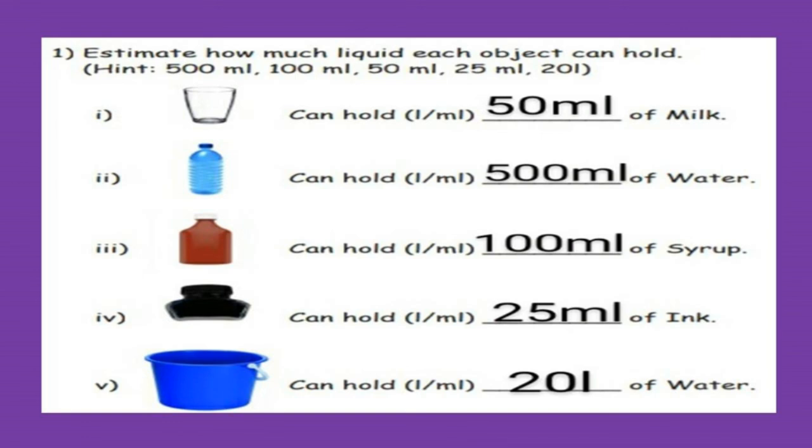According to the containers, we can easily estimate whether the capacity of the container is liter or milliliter. If it is a large container, we can estimate it in liter. If it is a smaller one, the estimation should be in milliliter.